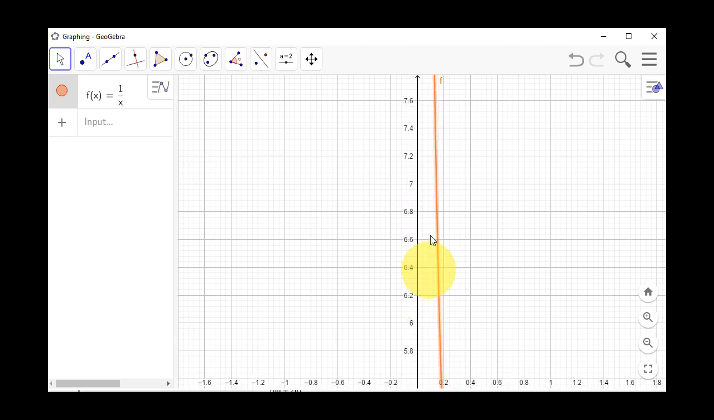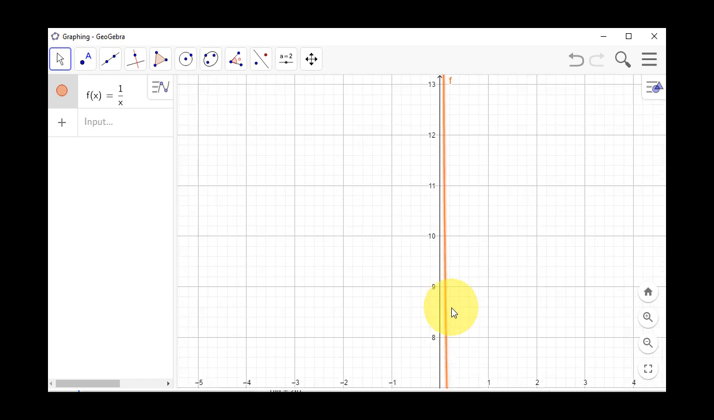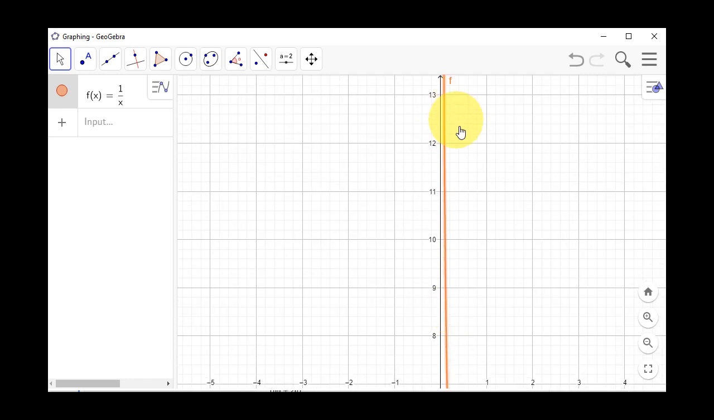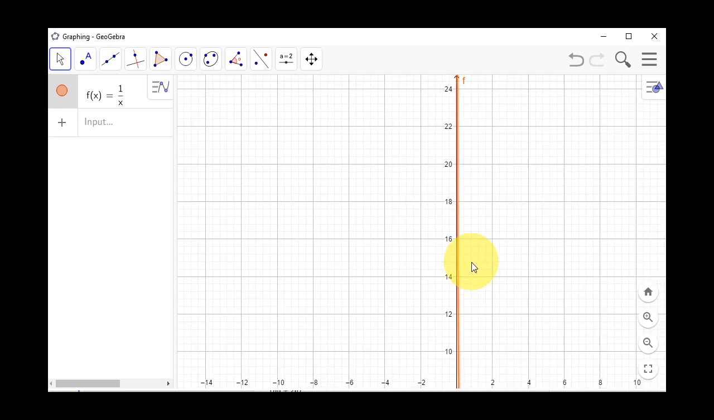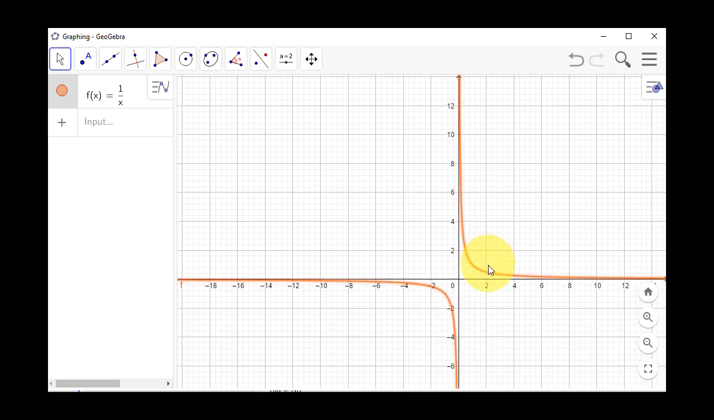But now I'm going up. I'm getting a bigger and bigger number on the positive side of y. Then it doesn't matter how close I get to 0, I'm always going to get a big number. That's why I can say I can go to positive infinity.